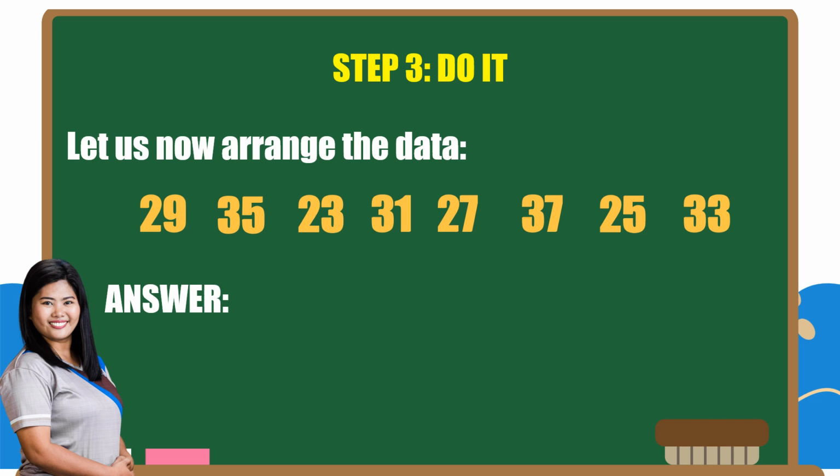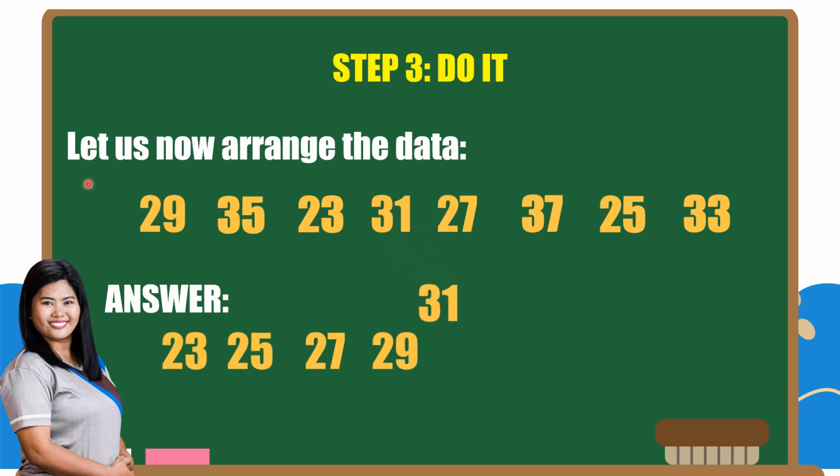For step number three, let's do it. Let us now arrange the data from smallest to biggest. What is then the smallest number? 23, followed by 25, 27, 29, 31, 33, 35, and 37.